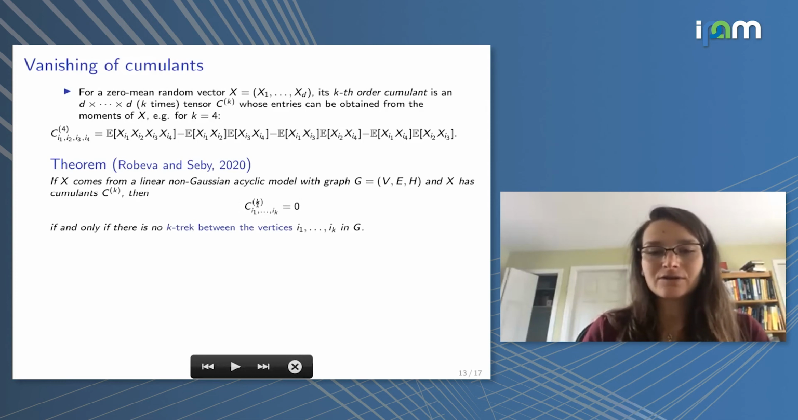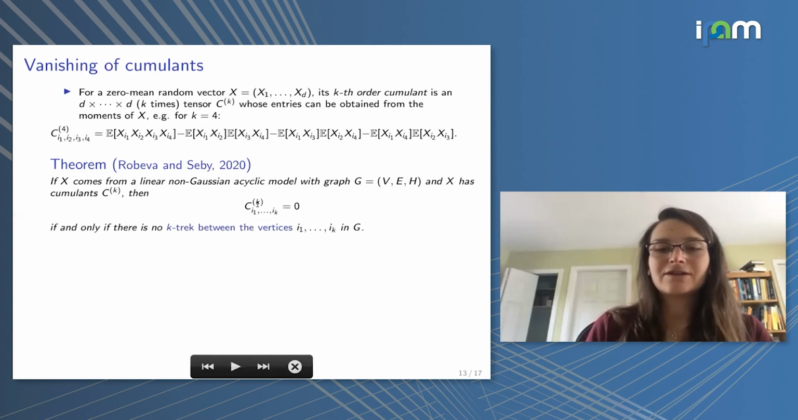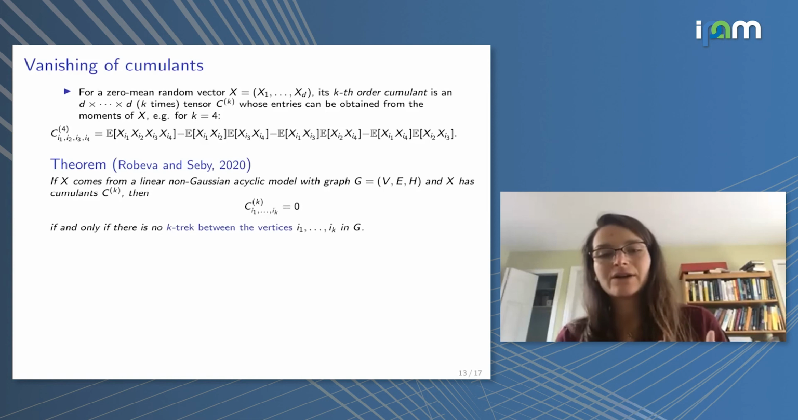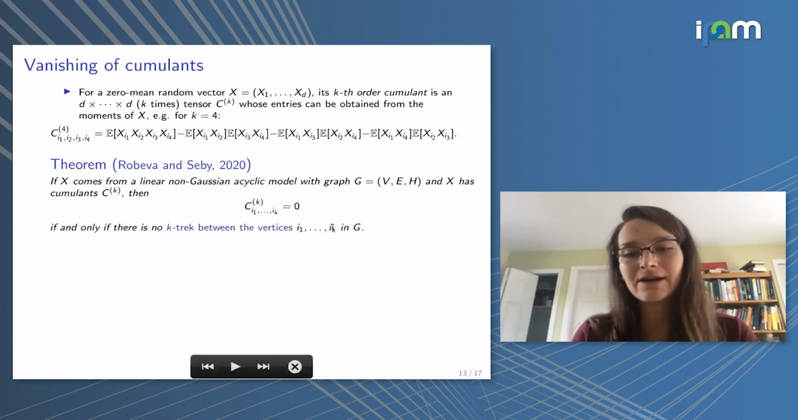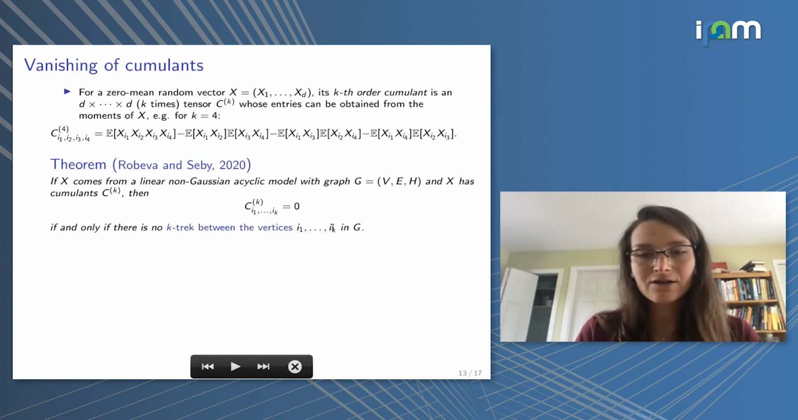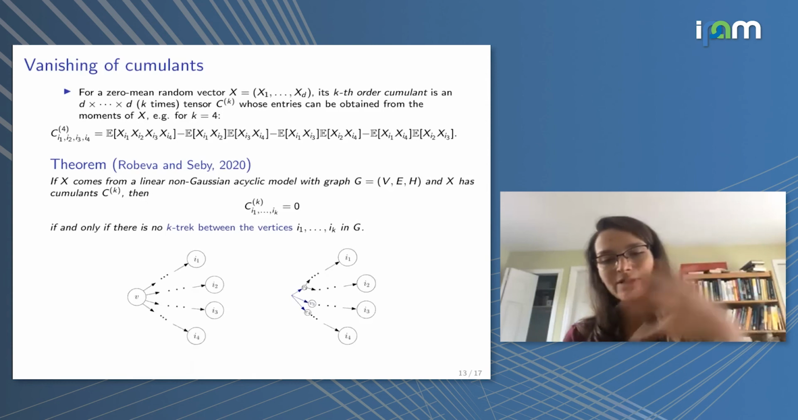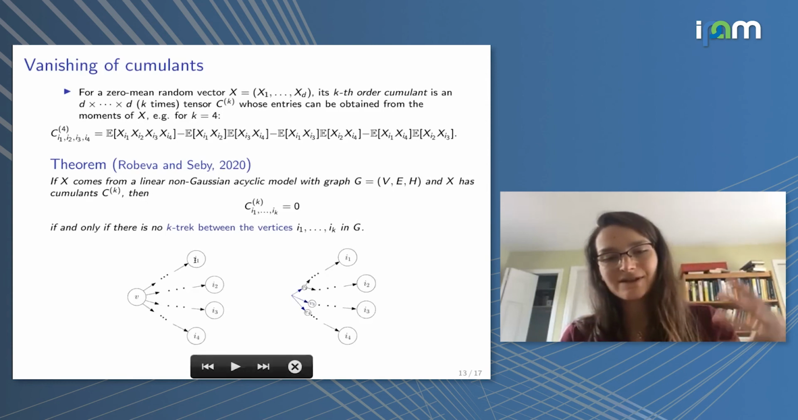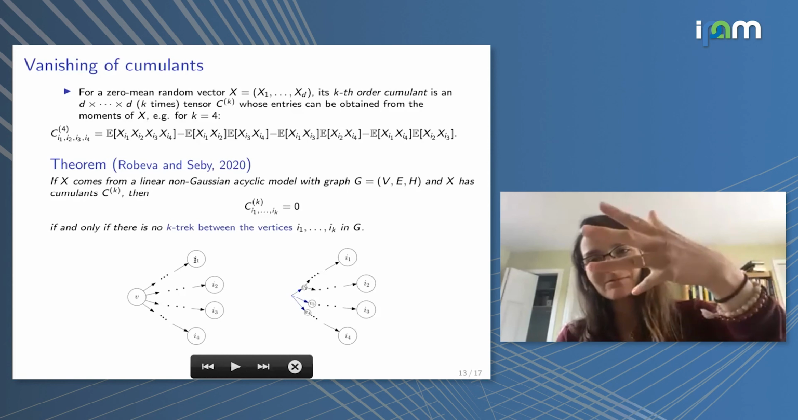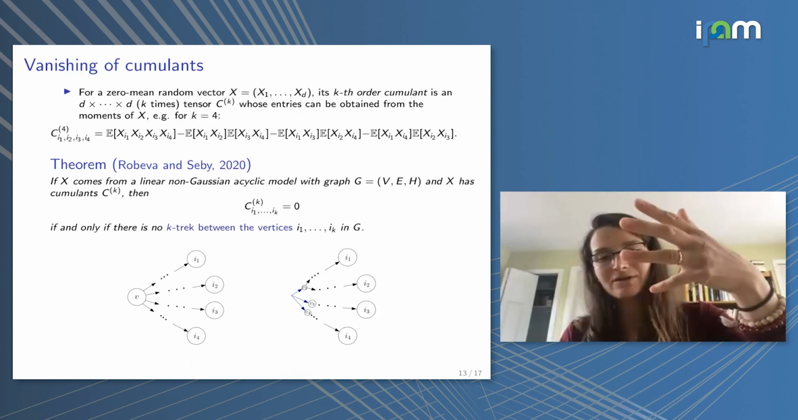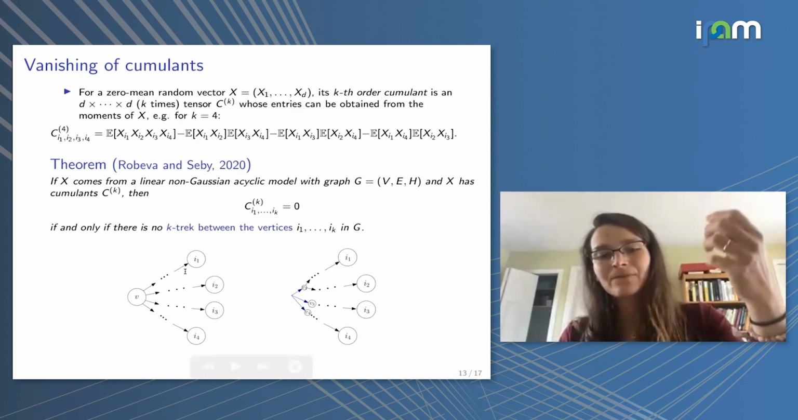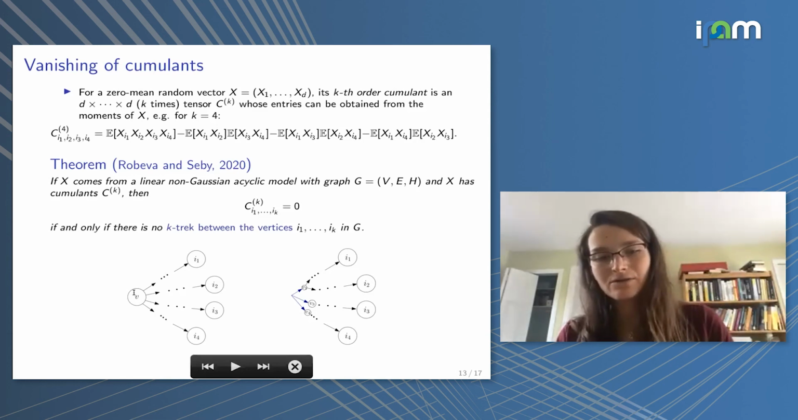So the cumulant ck at entry I1 up to ik will be 0 if and only if there is no k-trek between the vertices I1 up to ik. And so what is a k-trek? It's basically like a fork that has directed paths up to all of the vertices I1 up to ik and has a common top. So it's a way to go to all of these vertices in the graph.